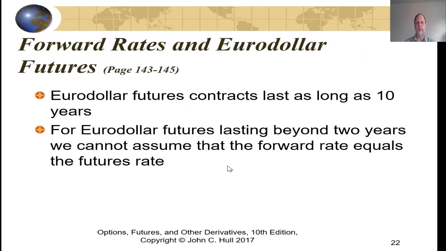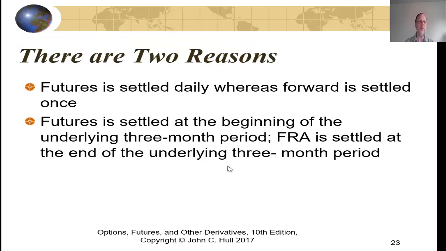Eurodollar futures contracts can last as long as 10 years. For Eurodollar futures lasting beyond 2 years, we cannot assume that the forward rate equals the futures rate. As we saw here, futures are settled daily, so you have a marking to market process. You get paid or lose money every day, whereas the forward contract, if you signed one, would only be settled on the day of expiration.